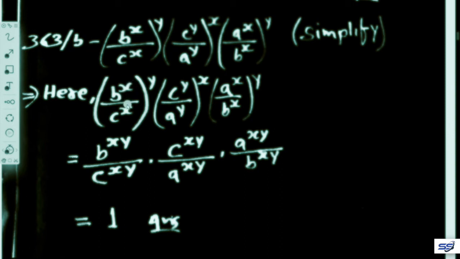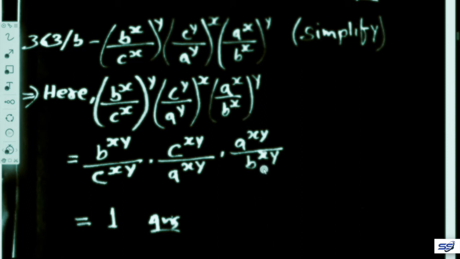Here b power x upon c power x whole power y, c power y upon a power y whole power x, a power x upon b power x whole power y equals b power xy. This is multiplied, x into y, xy, b power xy, and this will be multiplied to the power of the bottom, c power x into y, c power xy. Again here, c power y into x, c power xy, a power y into x, a power xy. Here a power x into y, a power xy, b power x into y, b power xy.